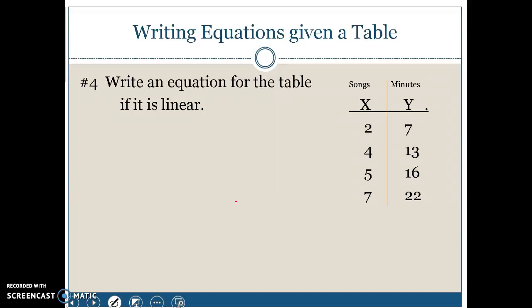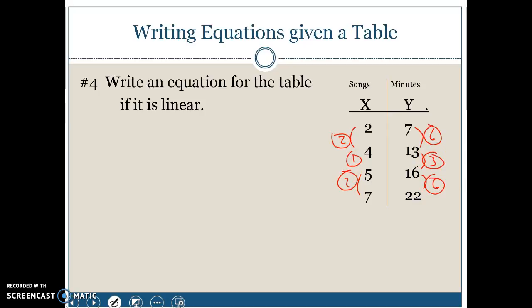Let's see if we can do that again with this situation. First of all, let's make sure it's linear. Here, from 7 to 13, we went up 6 over a period of 2. So that means there were 6 additional minutes for 2 songs. That's 3 minutes per song. Here we went up 3, and here we went up 1. That's also 3 over 1. Here, 6 to 22, that's up 6 over a period of 2. And the ratios are all the same. If we take these numbers divided by these numbers, we always get 3. 6 divided by 2 is 3. 3 divided by 1 is 3. 6 divided by 2 is 3. And that's really going to be our slope.